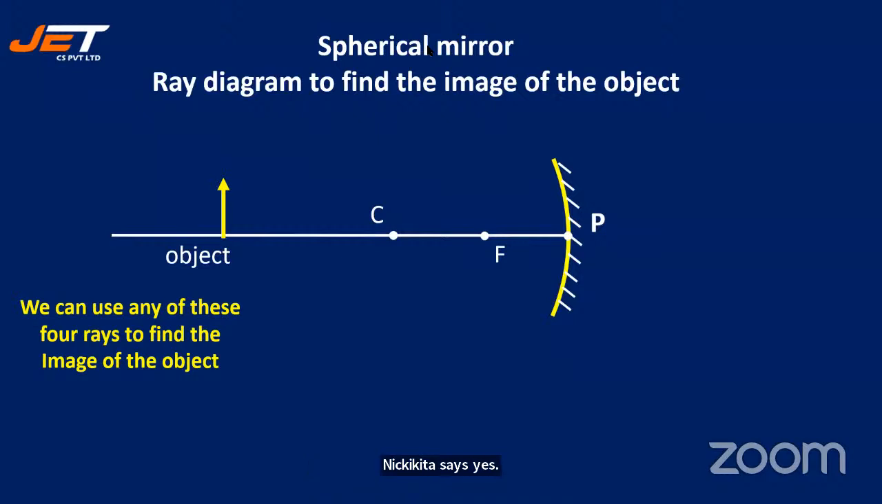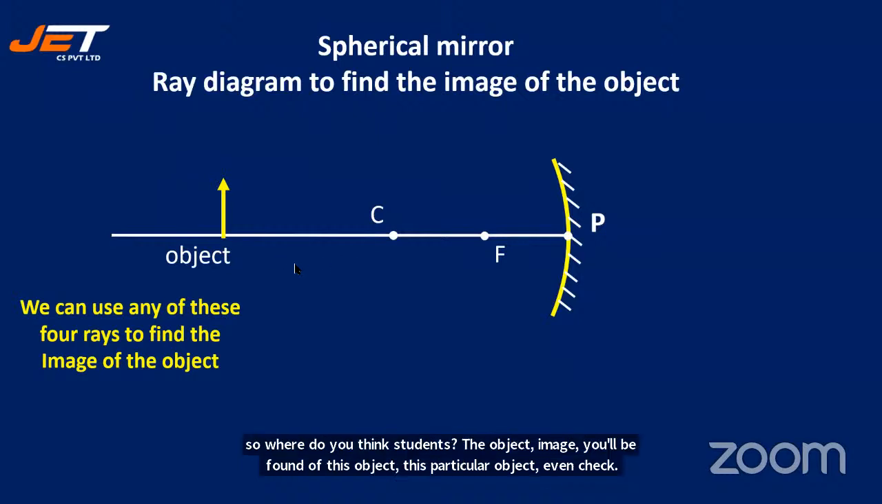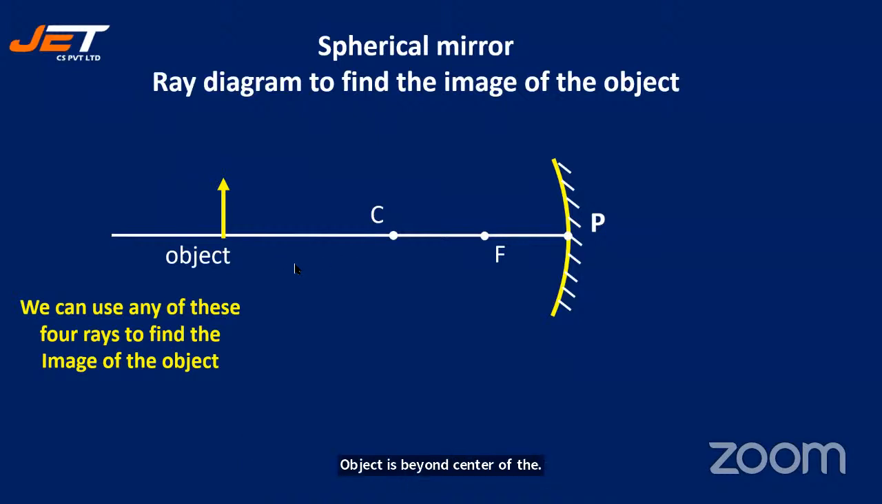Okay, so where do you think, students, the image of this particular object will be formed? Image ekkada form avutundi. Object is beyond center of curvature. Chaitanya says between F and C. Chideksha says F and C, very good. Now let us see the ray diagram. From your knowledge, you're all correct, but let's see the ray diagram. Ray diagram nunchi kuda same conclusion రావాలి మనకి.